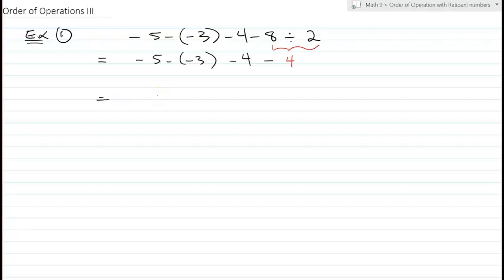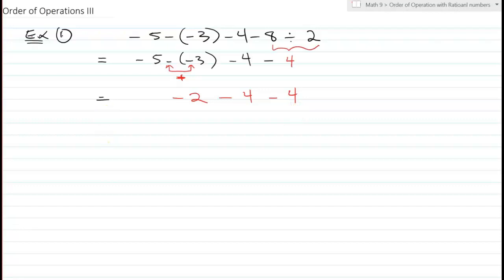Now we're going to deal with the addition and subtraction. Remember, there are two negative signs beside each other. This is negative 5 minus negative 3. So that's a plus. That becomes a plus sign right there. So negative 5 plus 3, that is negative 2. So let's do that. Negative 2, and then negative 4 comes down, and negative 4.